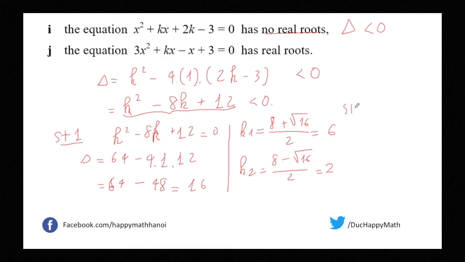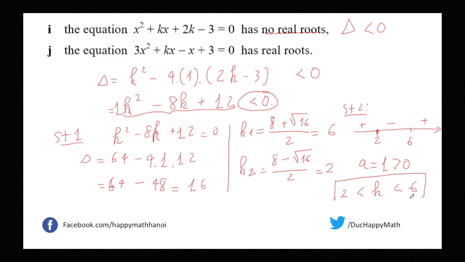So after that, step 2, you set the two values, 2 in here, 6 in here, and the coefficient of the second degree term is 1. 1 is positive, so positive will be the outside intervals, and the middle interval will be negative. The condition tells you to find the interval for negative values, so I will take the middle interval. It means 2 is less than k and k is less than 6. Question I.